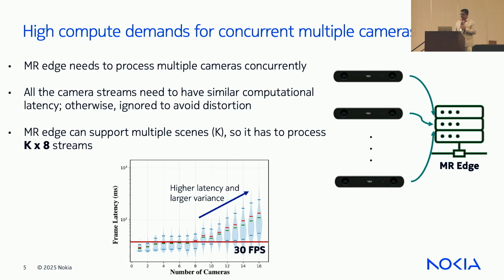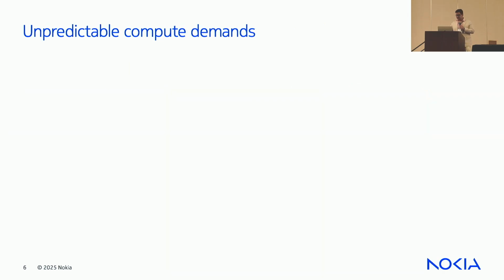We did this experiment to show that if the edge supports more than about 5 cameras, it cannot maintain the latency for 30 frames per second anymore. There is higher latency when it is processing more cameras, and also higher variance. This could be an indicator of poorer user experience.